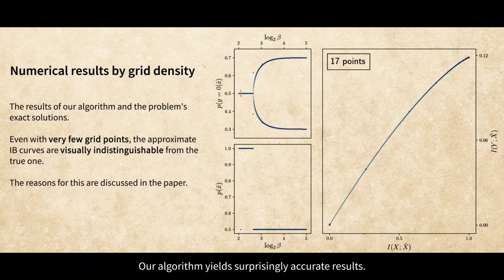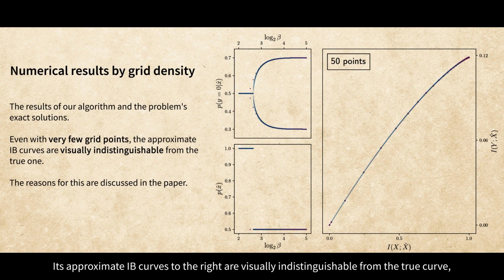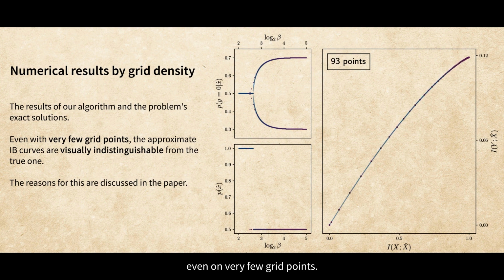Our algorithm yields surprisingly accurate results. Its approximate IB curves to the right are visually indistinguishable from the true curve, even on very few grid points.